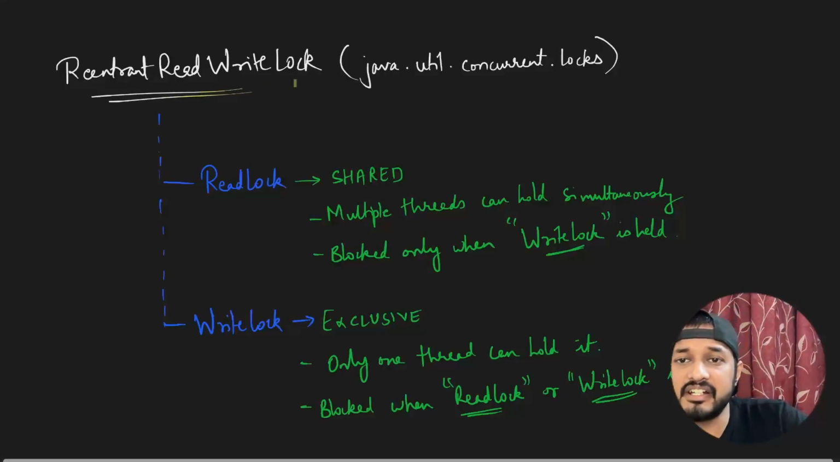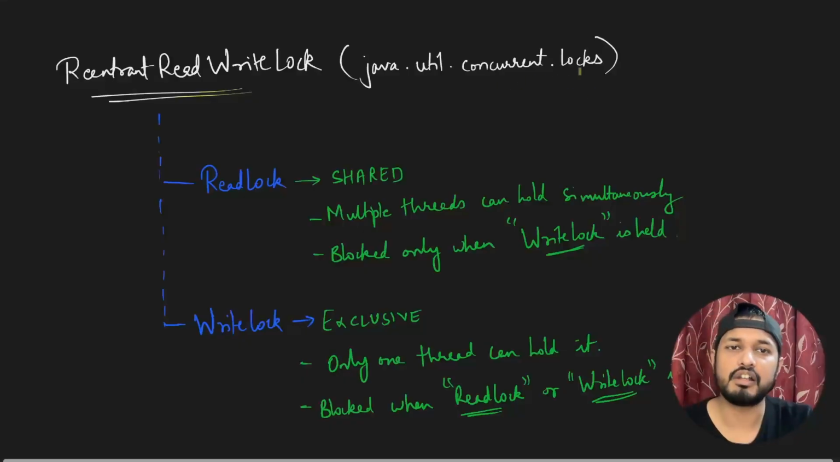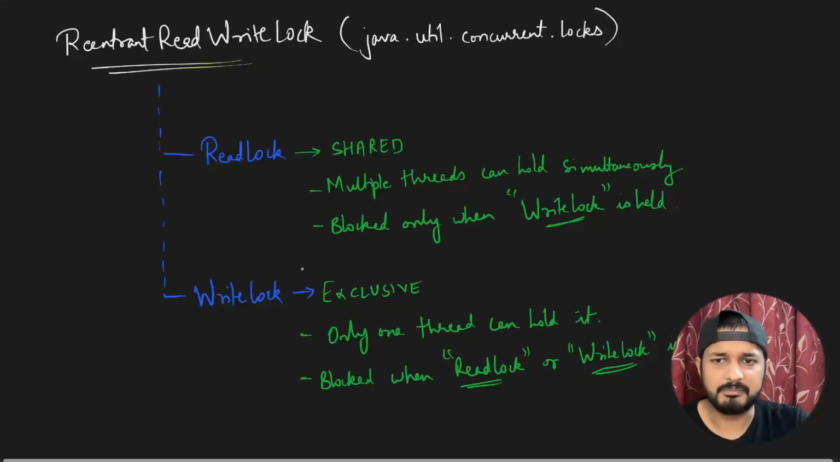Now, ReentrantReadWriteLock lives in the java.util.concurrent.locks package. This was introduced in Java 5 and it contains two inner objects, ReadLock and WriteLock. Let's see what these two have. Let's understand these locks with an example.